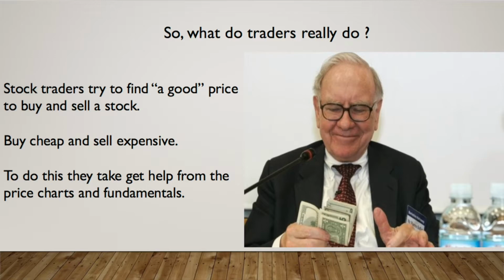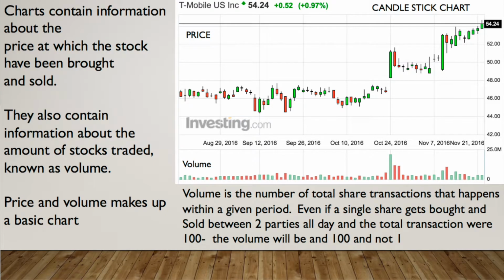So, what do traders really do? Stock traders try to find a good price to buy stocks. When I say good price, I basically mean that you're trying to buy the stock as cheap as possible and then sell the stock as expensive as possible. You buy cheap and sell expensive is one of the many ways of making money in the markets. You find this opportunity to buy stocks at a cheap price by using technical analysis, which we explain in the next few slides.